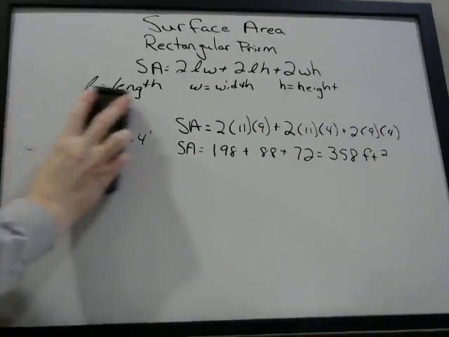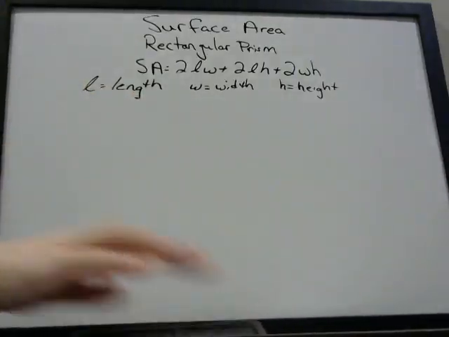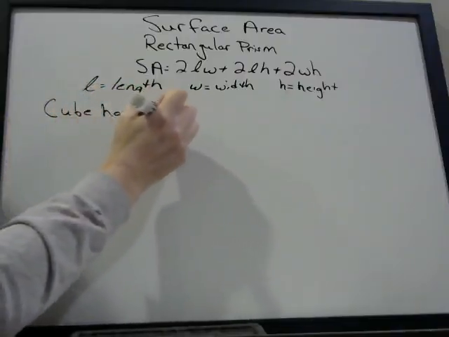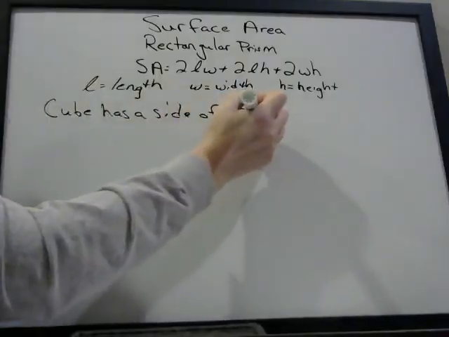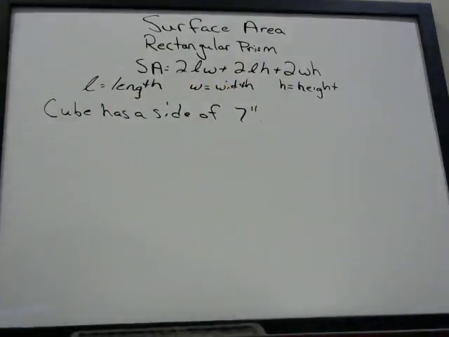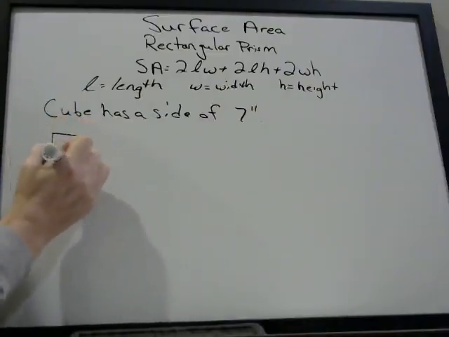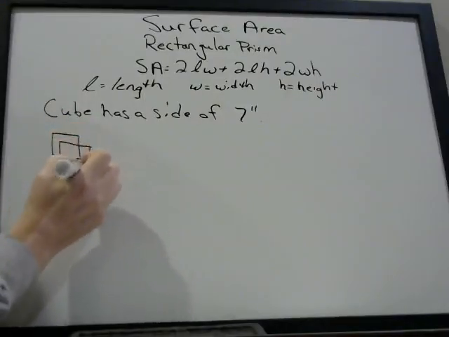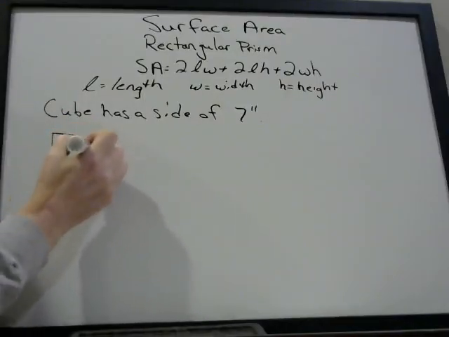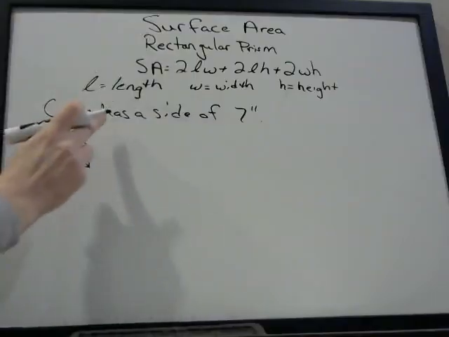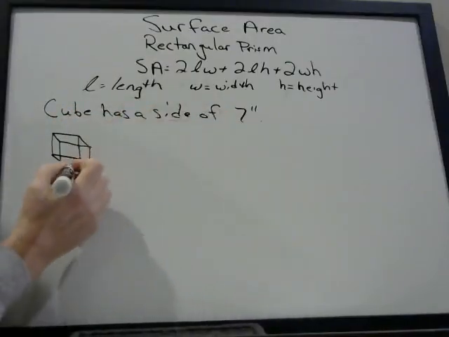Let's say that they give us a problem that says a cube has a side of 7 inches. What's the surface area? So remember, one thing you need to know, a cube is just a rectangular prism in which all of the sides have the same length. Just like the square is a special case of the rectangle, the cube is a special case of the rectangular prism where all the sides are the same length. So that's why they only need to give us the length of one side.